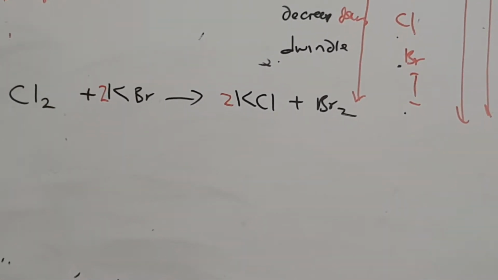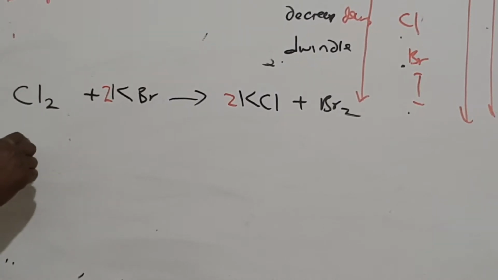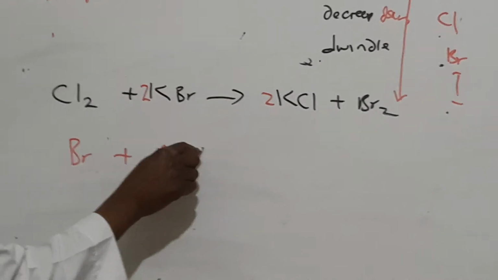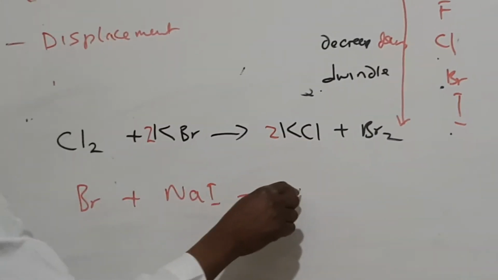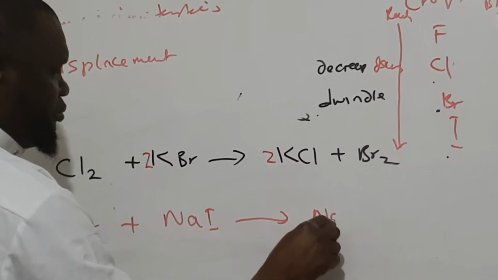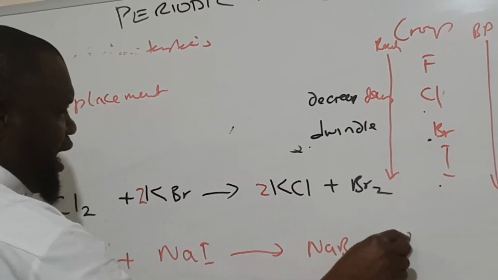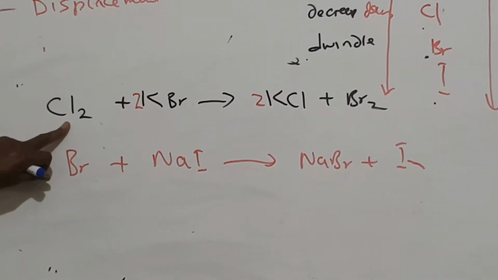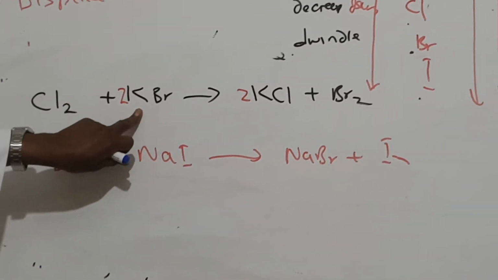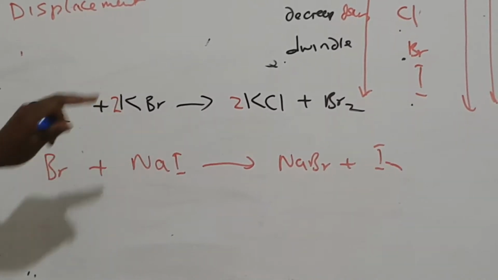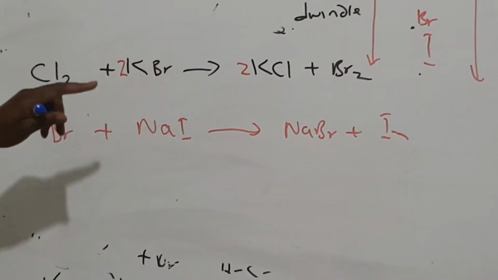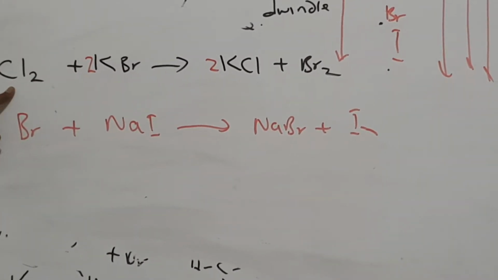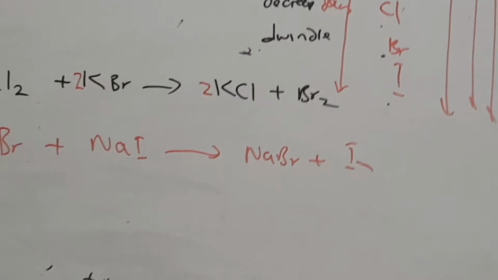In the same vein, when you have bromine plus sodium iodide, you will have, guess what? Sodium bromide plus iodine. So basically it means when a halogen reacts with an aqueous solution of the salt of a halide, there will be displacement of the less active halide by a more active halogen. Okay?